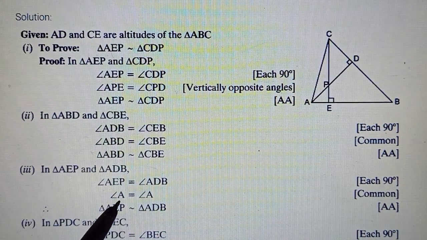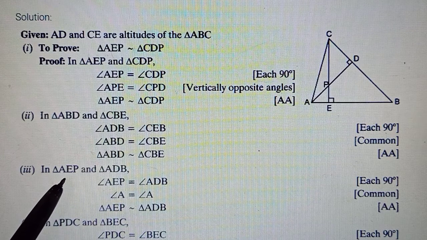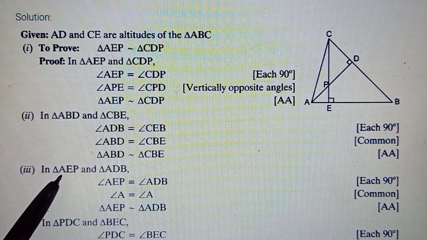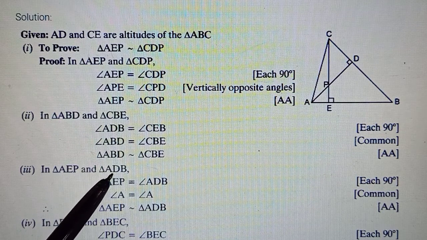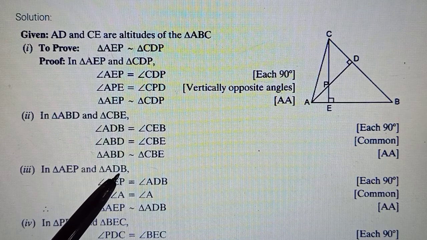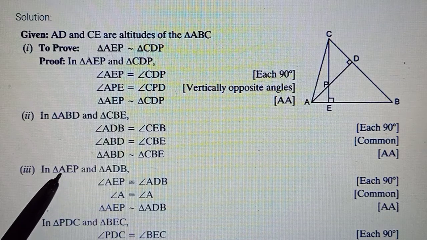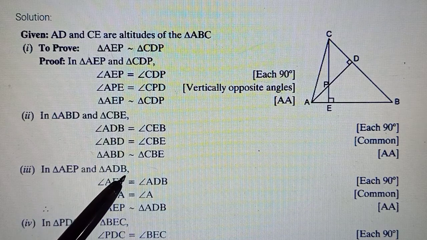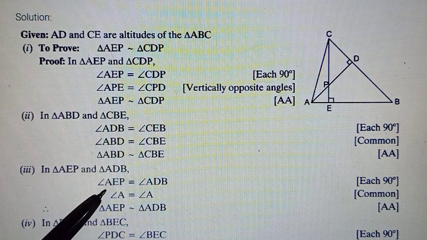Next, angle A is common. It's better not to write it this way. If you write it fully according to the triangle, it is much better. It should be written as angle EAP, and for this, angle DAB. So if you have written the vertices correctly, you can frame your angles and sides from here.